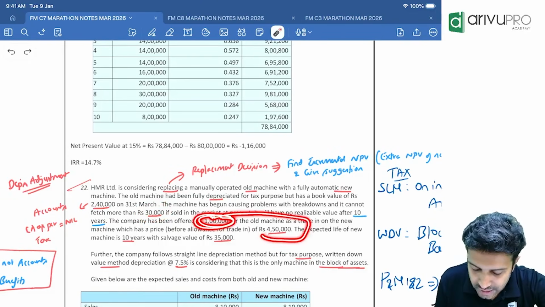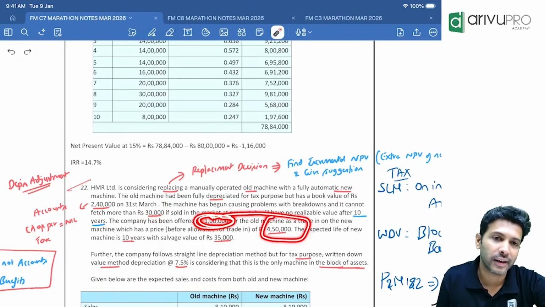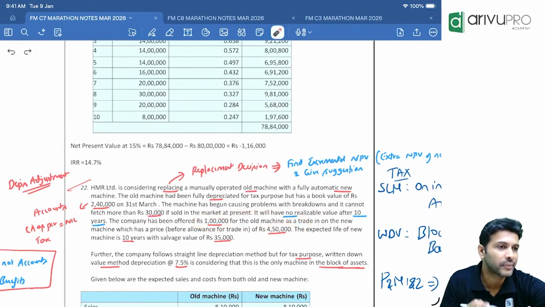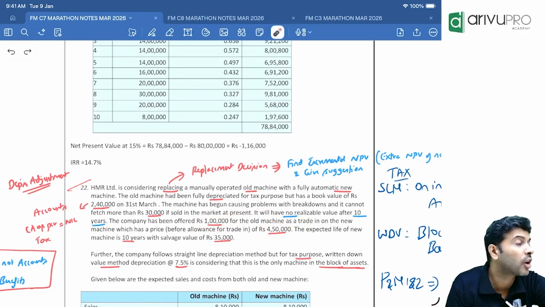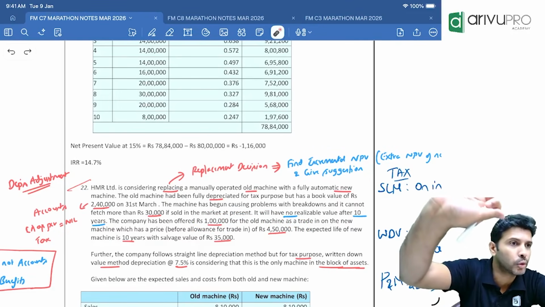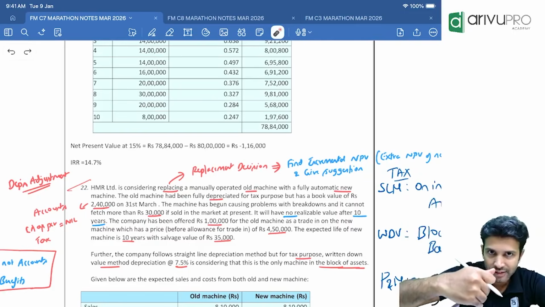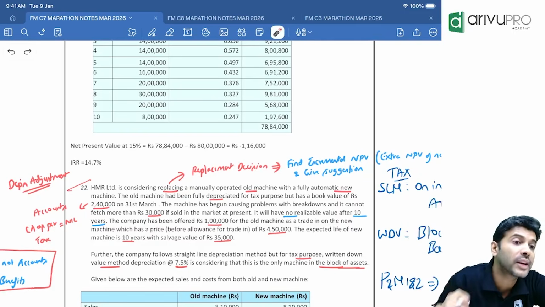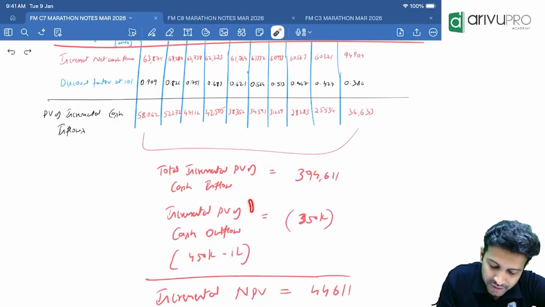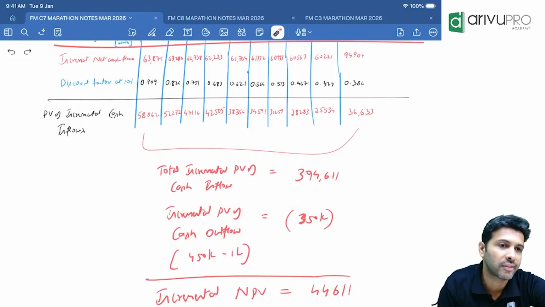And for the new asset, how much will it cost? 4.5 lakh. So will we pay the vendor 4.5 lakh, or 1 lakh adjusted for the old asset? 1 lakh adjusted for the old asset. So how much cash outflow will happen? 3,50,000. This is the extra outflow. Only if you buy the new asset, extra outflow will happen to the extent of 3.5 lakh. Agreed, people? So incremental present value of cash outflow is 3.5 lakh.